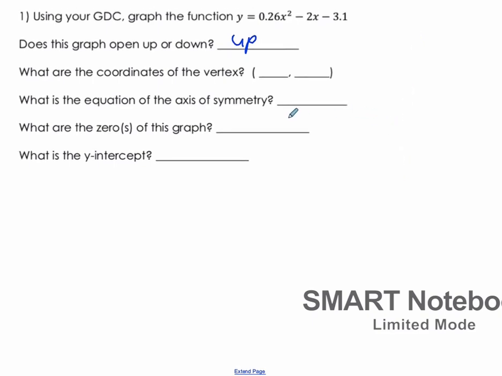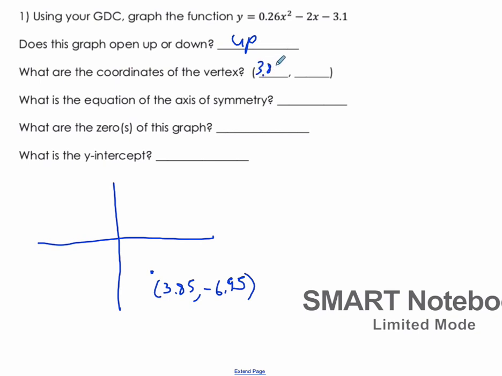So actually, let me draw the sketch down here. Okay, well, that's horrible. Okay, so the extremum, or the minimum, is 3.85, comma, negative 6.95. The equation of the axis of symmetry is the same as the x value of the vertex. So we can write that in.